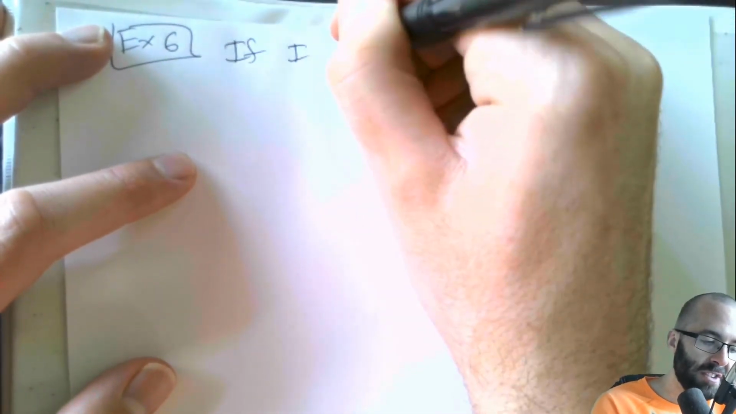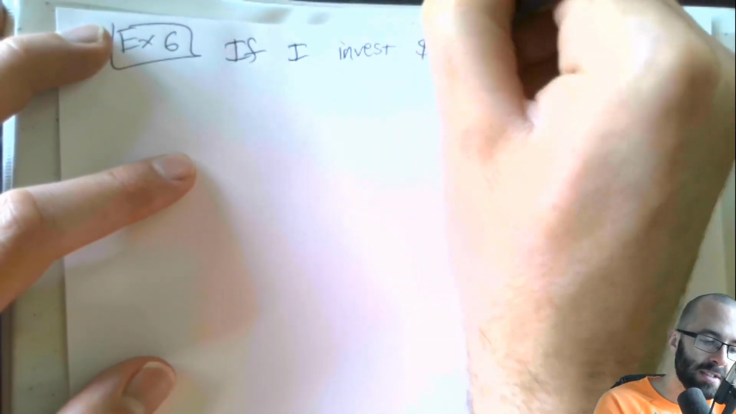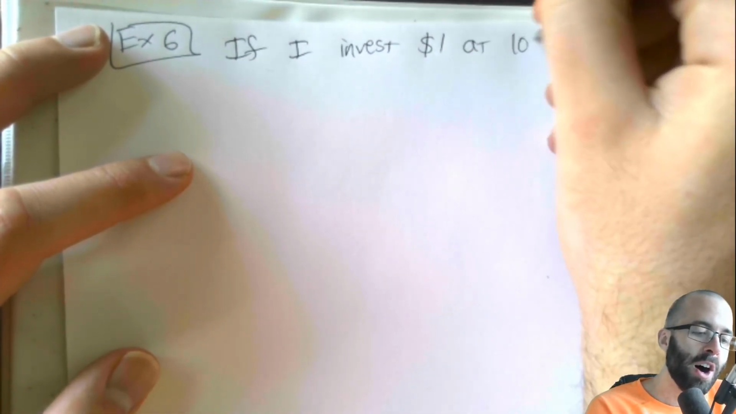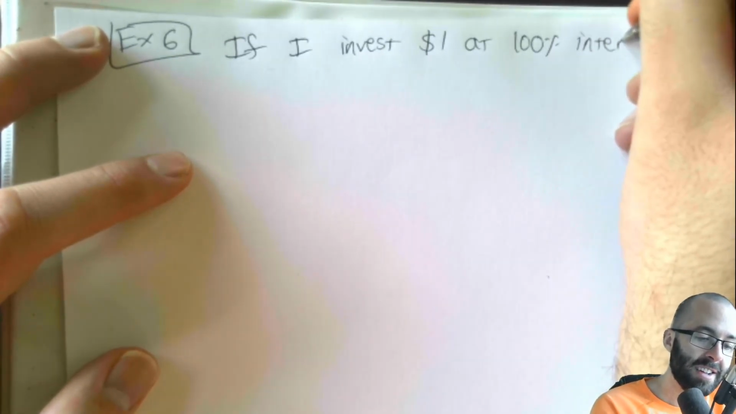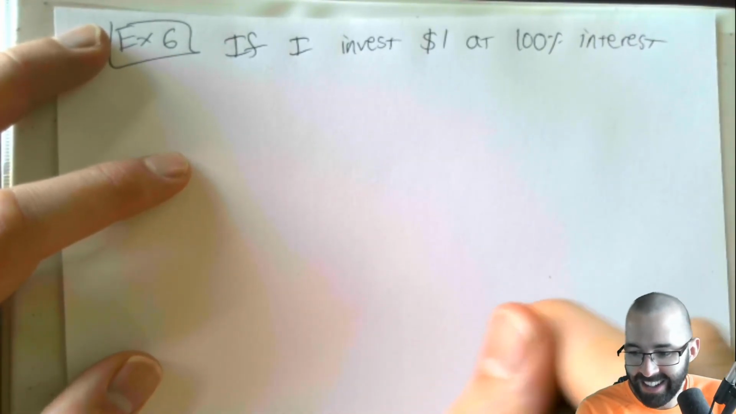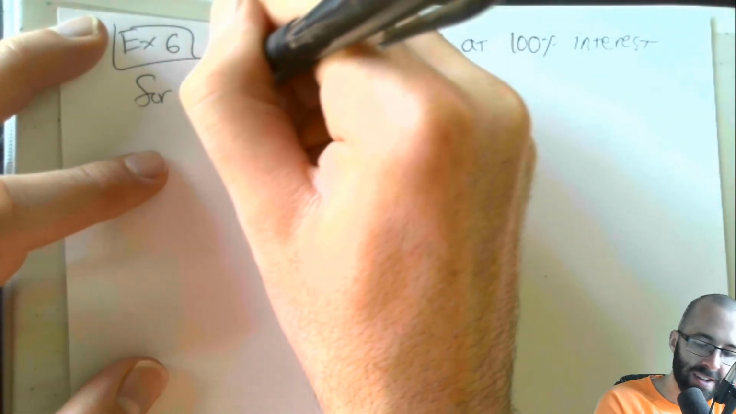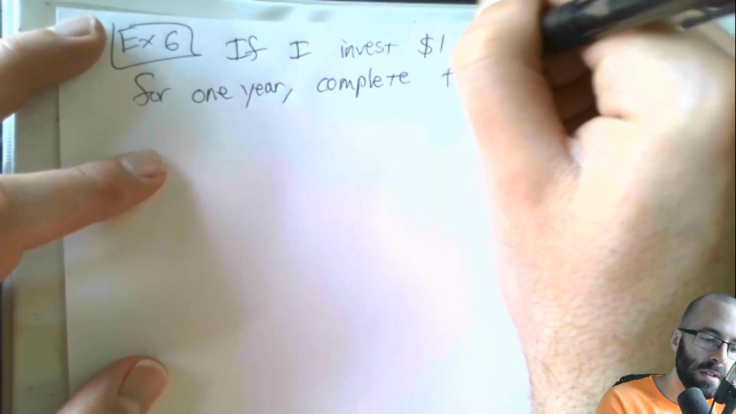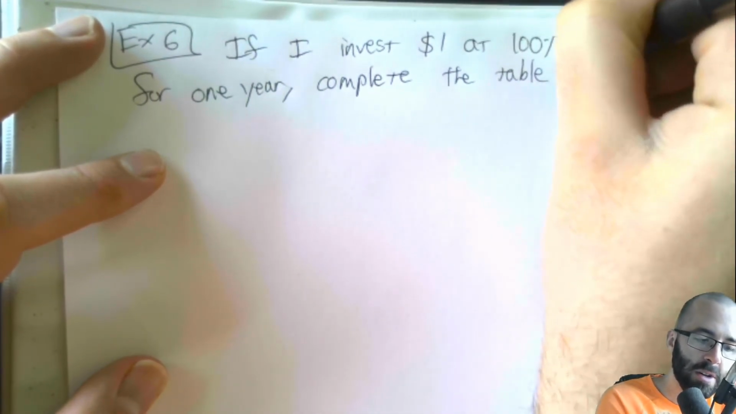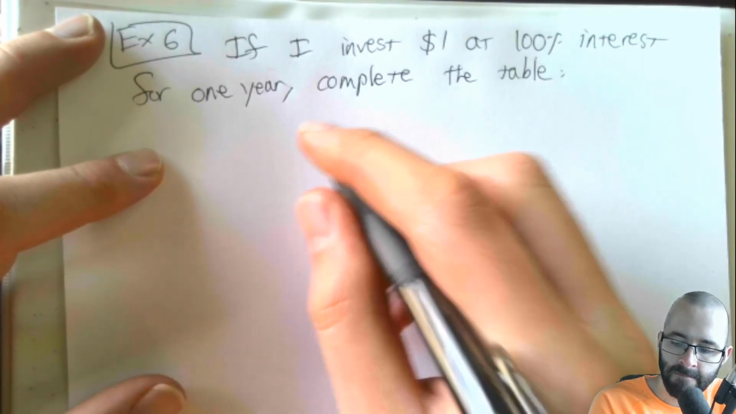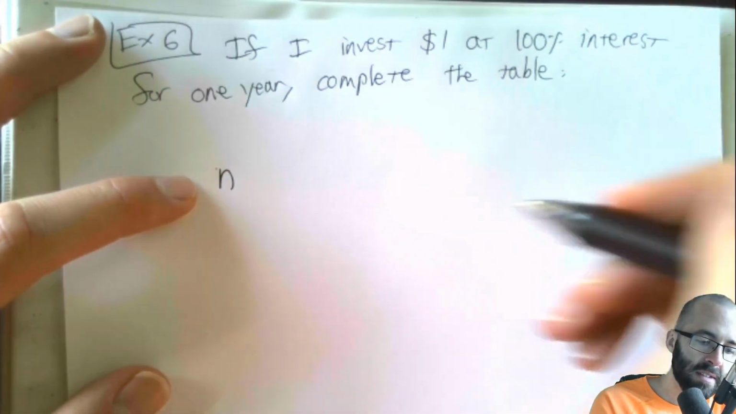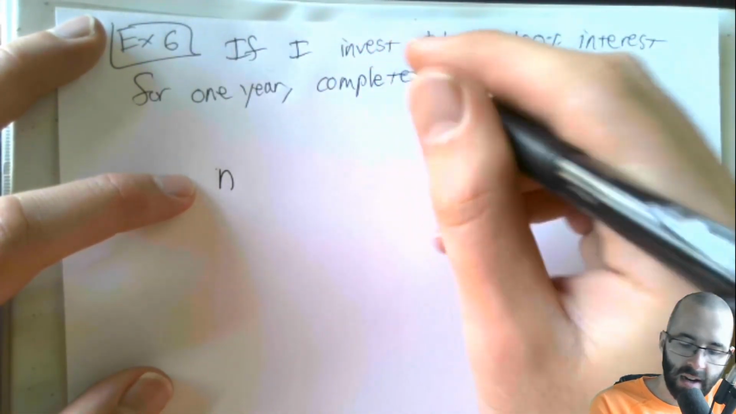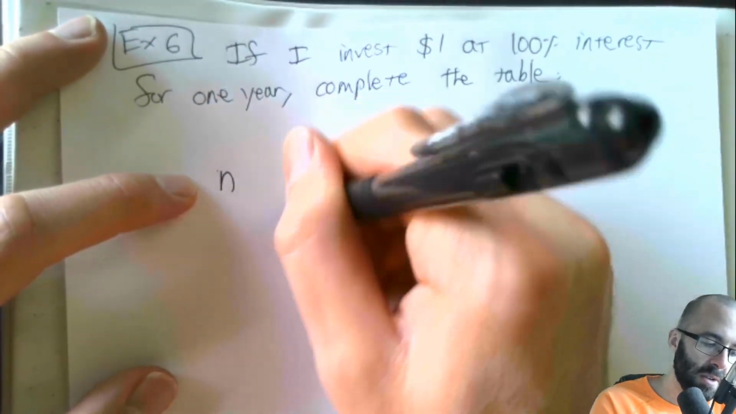So if I, Jason, invest $1, so not the best investment, but watch this, at 100% interest. Now that is a good deal, okay? For one whole year, complete the table below. I'm going to leave a little bit of room before I write this table. Okay. So it'll depend on how frequently it compounds. All right. And I'm curious, how much am I going to have after a single year?